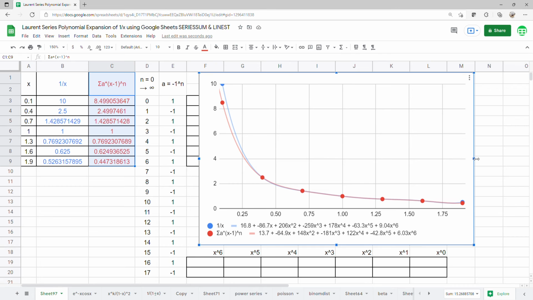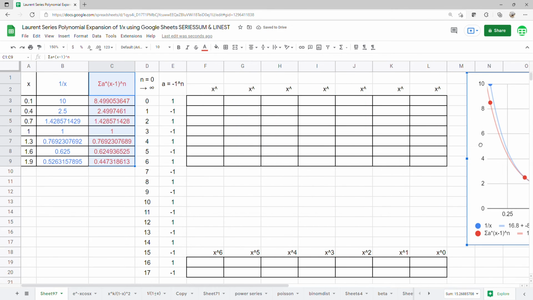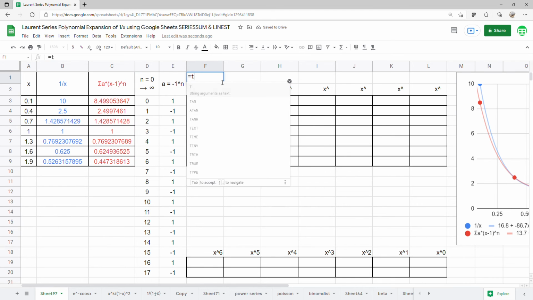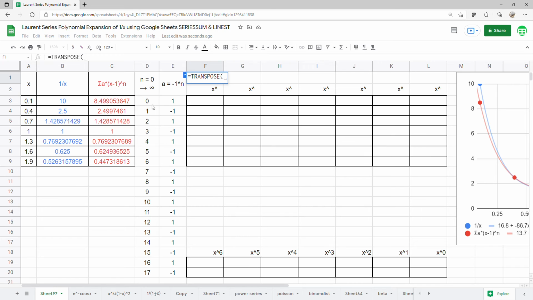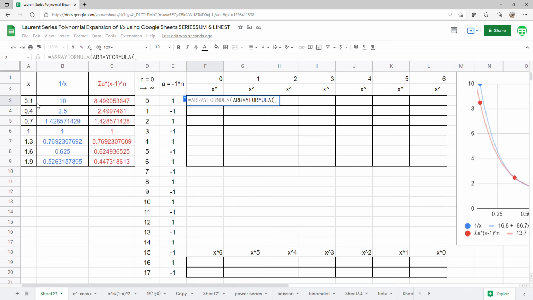Next, we calculate the polynomial regression coefficient using Linest. To do that, we complete the Linest matrix, starting with the power. Transpose 0 to 6. And the elements of the matrix. Array formula of the x values raised to the power 0 to 6.